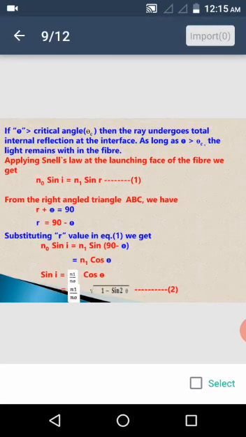Now, if theta is greater than the critical angle theta C, then the ray undergoes total internal reflection at the core cladding interface. As long as theta is greater than theta C, the light remains within the fiber by means of total internal reflection. Now apply Snell's law at the launching face of the fiber. Then we get n0 sin i is equal to n1 sin r. Now from the right angle triangle ABC, we know that r plus theta is equal to 90. Therefore r is equal to 90 minus theta.